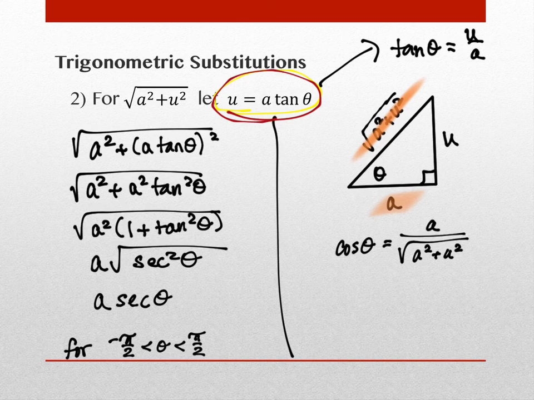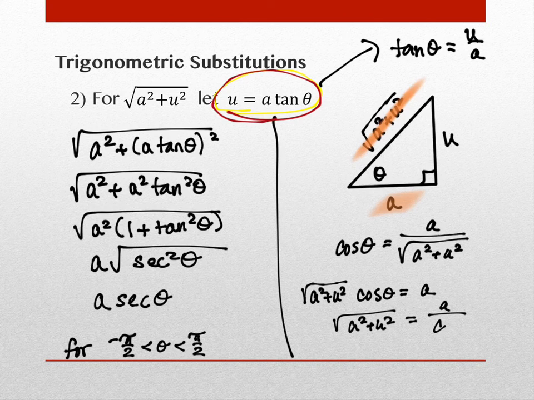We're going to, for lack of better terms, cross multiply. You could also do reciprocals. There's several things you could do. I'm going to choose to write this one out like this: the square root of a squared plus u squared, and then cosine of theta equals a. And then to get the square root part alone, which is my goal, I would divide by the cosine of theta. So I have the square root of a squared plus u squared equals a over cosine of theta.